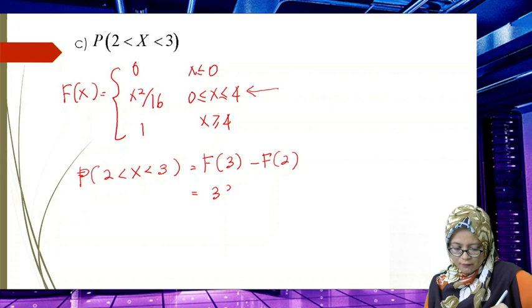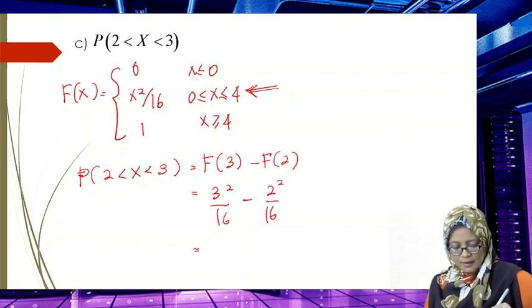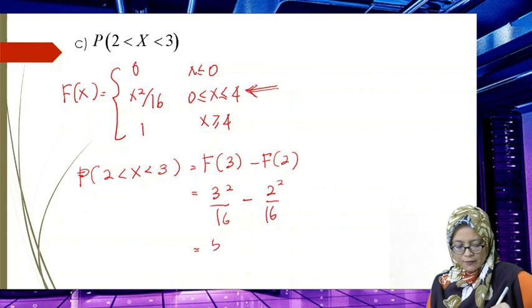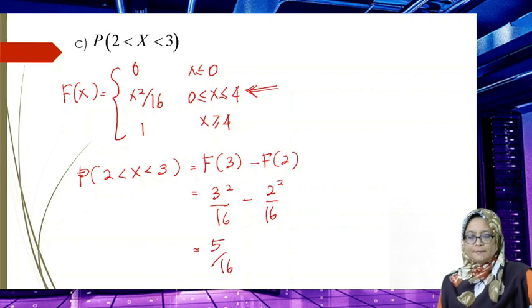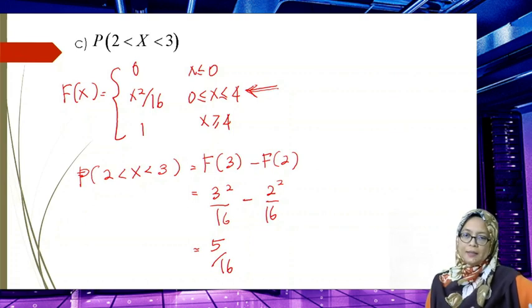So 3 square over 16 minus x equal to 2 also dalam interval ni. So kita akan ambil function x square tu ganti 2. 2 square over 16. So 9 minus 4, ia akan dapat 5 over 16. So kalau guna f besar, konsep dia substitute value. Tak payah integrate dah.